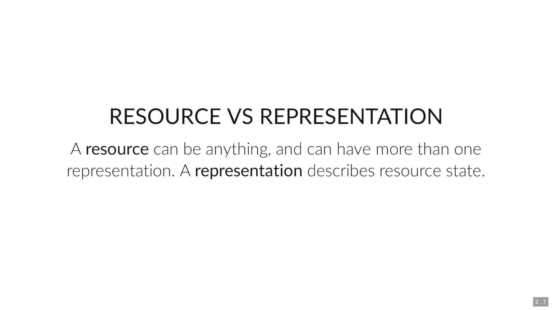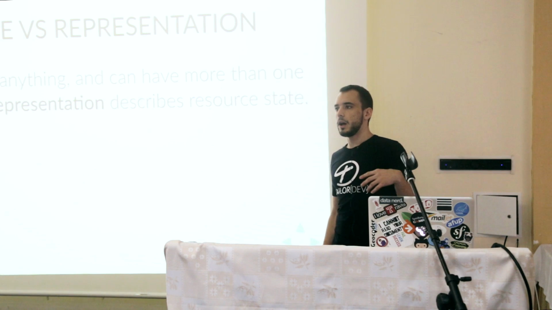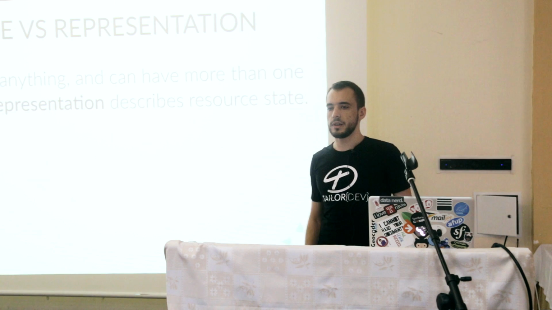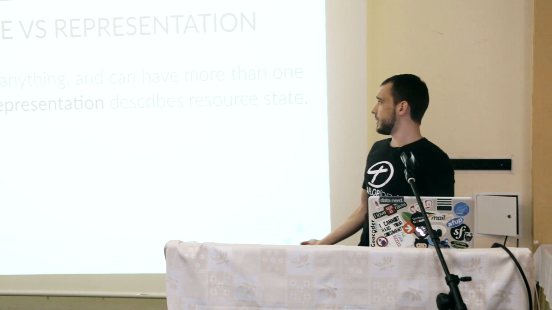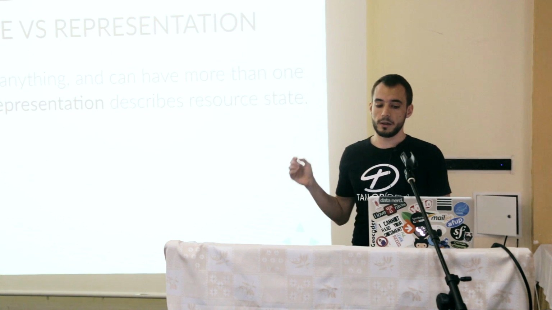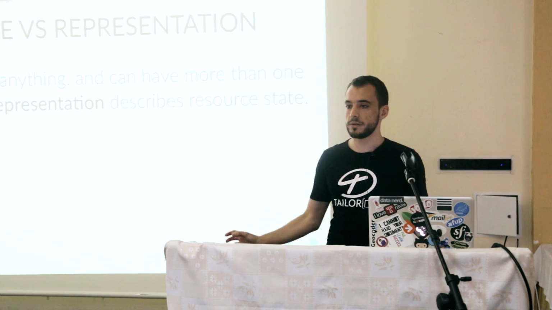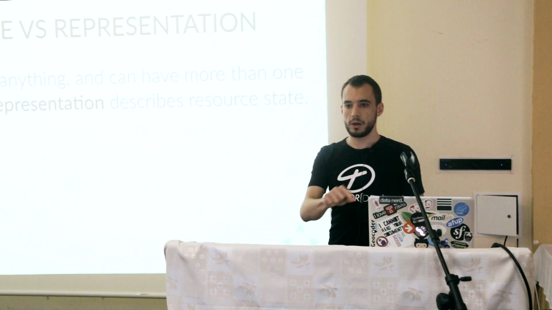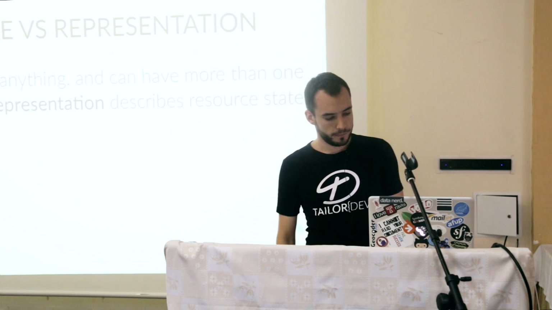So resource versus representations. A resource can be anything, so you probably all know what a resource is, especially if you already built or consumed an API. But you can have many representations, like in different formats and so on. And a representation is only one thing, because one representation is a description of a resource state. And that's why in hypermedia controls and this level 3 of the RMM model, we don't care much about resources, but rather about representations.